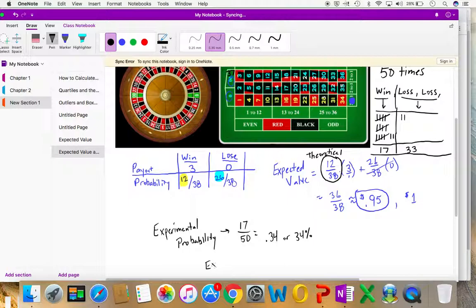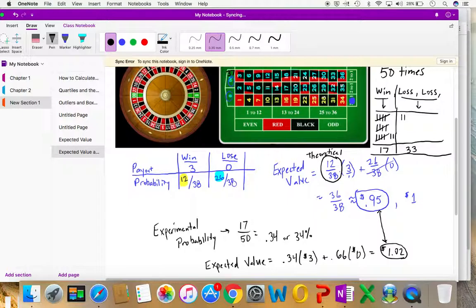So we'll say the expected value is equal to 0.34 times $3 plus, and then the probability I'm going to lose is just the difference. So 33 out of 50 gives me 66%, and I win $0. And you'll notice I should get a pretty similar result to 95 cents. So 0.34 times 3, and I get $1 too. Again, pretty darn close to 95 cents. On a quiz, on a test, on a final exam, I would accept either answer.